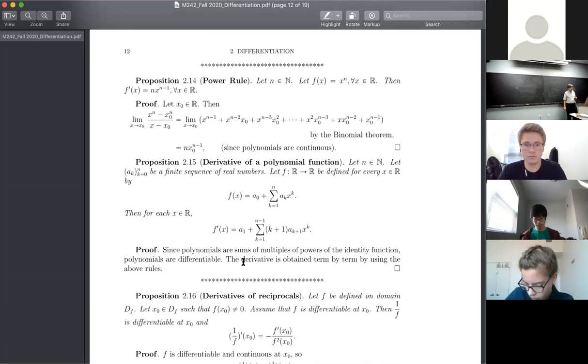It's the power rule. What if I have x to the 10th, or x to the 25th, or x to the 5th, or x to the 1? What's the derivative of powers? Now for that, you need to know what's called the binomial theorem. I need to know how to factor. Like if I have x squared minus x naught squared in the numerator, divided by x minus x naught, I have to know how to factor. If I have x cubed minus x naught cubed over x minus x naught, I have to know how to factor. So what we're talking about is powers minus powers over something.